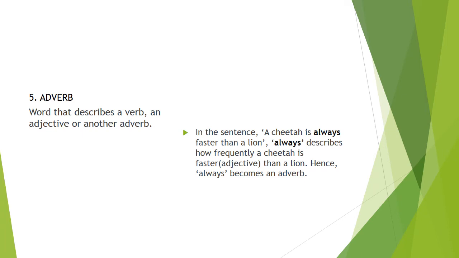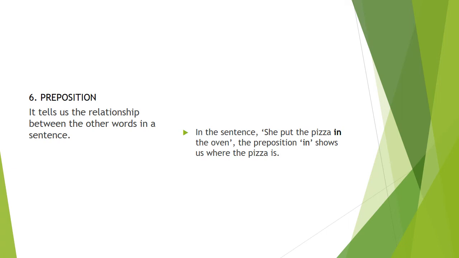The next part of speech is the adverb. Just like how adjectives modify a noun, adverbs describe or modify a verb, an adjective, or another adverb. For example, in the sentence, a cheetah is always faster than a lion, the adverb always describes how frequently a cheetah is faster than a lion. Hence, it becomes an adverb because it modifies the adjective faster in this particular sentence.